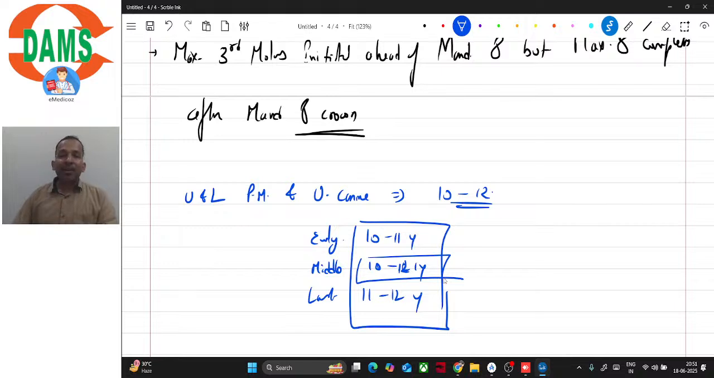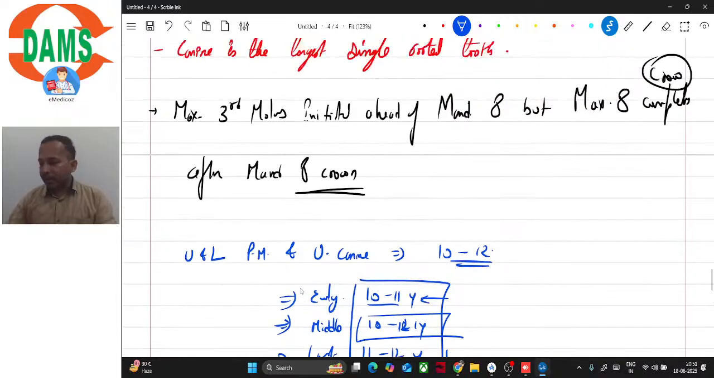Don't get confused with this 10 to 12 years. Don't say that these might erupt ahead of the teeth that are erupting at 10 to 11 years. That won't happen, right? Just to have an idea of range, remember that the teeth that erupt early erupt at 10 to 11, then after those 10 to 12, and the last teeth to erupt will erupt at 11 to 12 years, right?